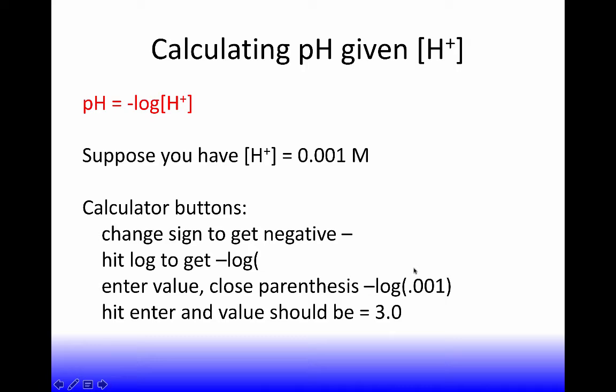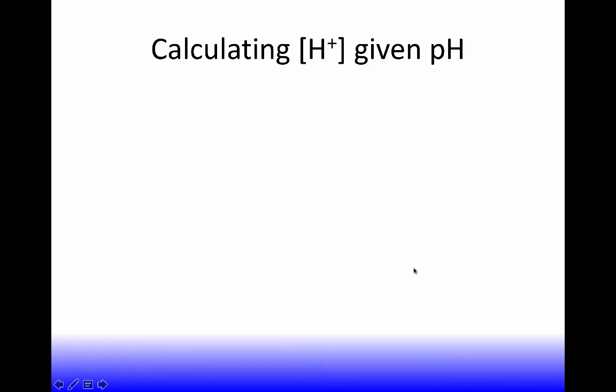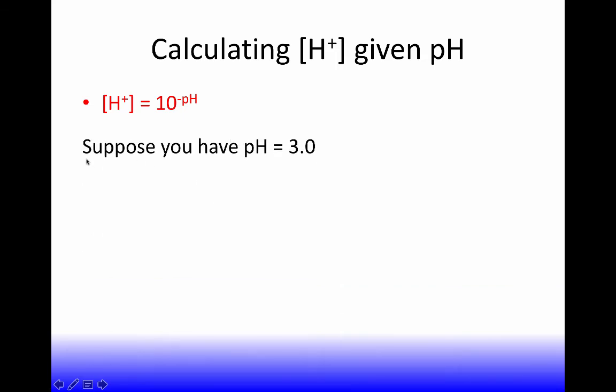Now, suppose instead we have the pH value and we want to go backwards and find the H+ ion concentration. Here's our formula. When we solve that previous formula for H+, this is what it looks like. The concentration in moles per liter of hydrogen ions is 10 to the minus pH. So suppose we have a pH of 3. Here are our calculator buttons.